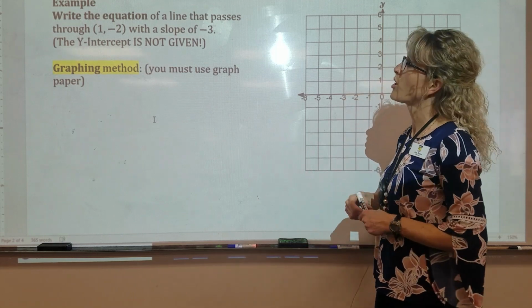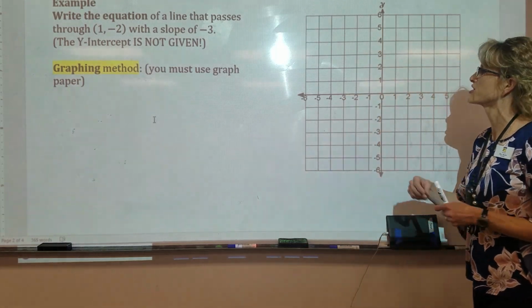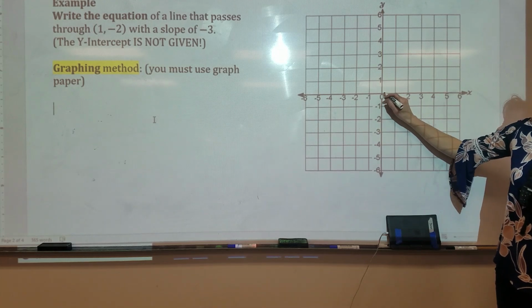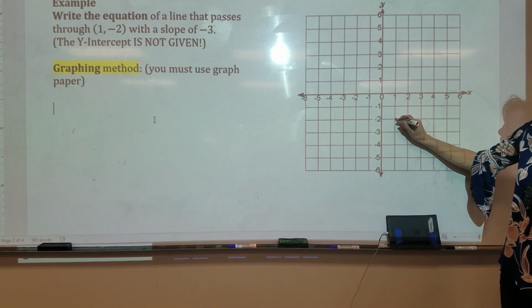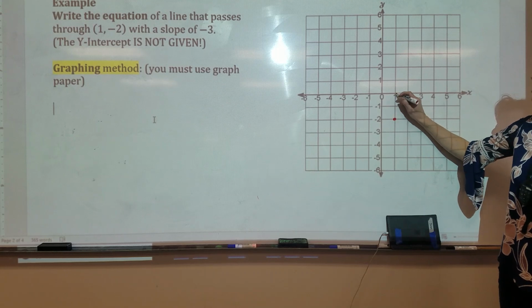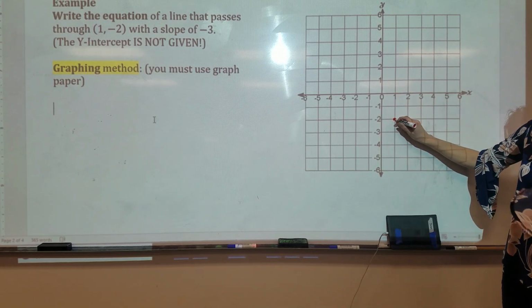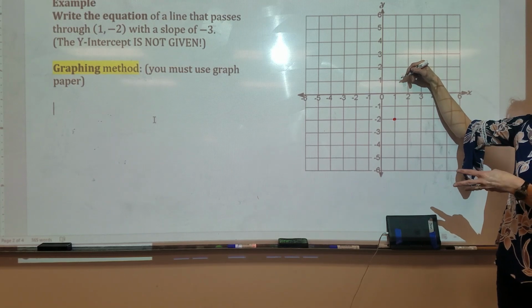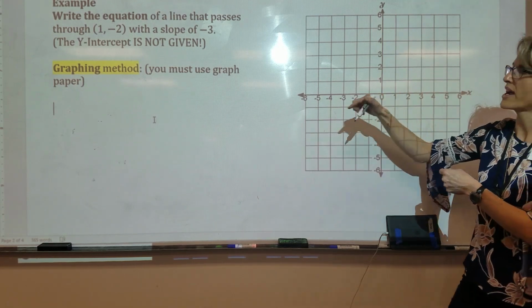Let's plot it. So our first step is to plot your point. What's our first step? Plot your point. This is the graphing method, by the way. We're going to learn another method where you don't have to graph, but you guys might like this the best. So here's our point, 1, -2. I don't know where the intercept is. That's what I've got to find out from my graph. I've got to find out where it goes through the y-axis.